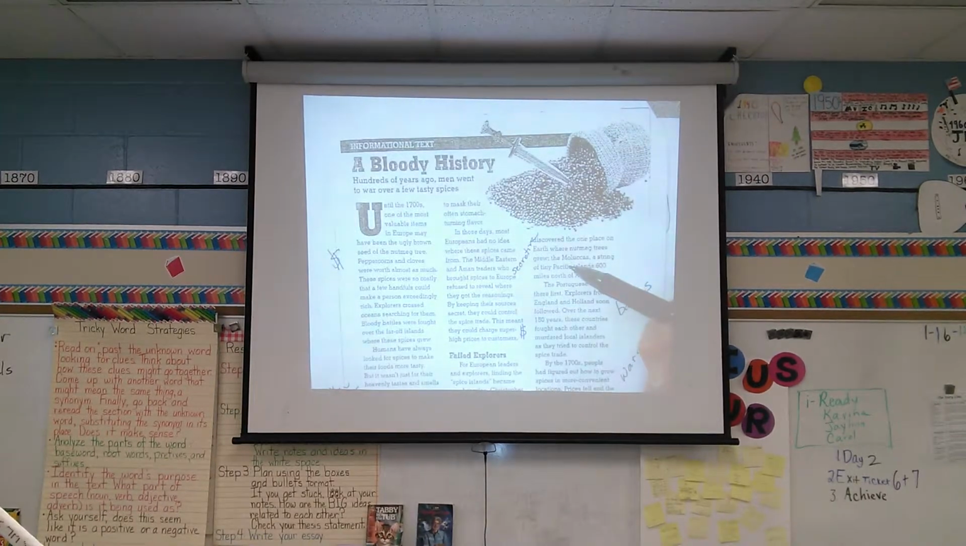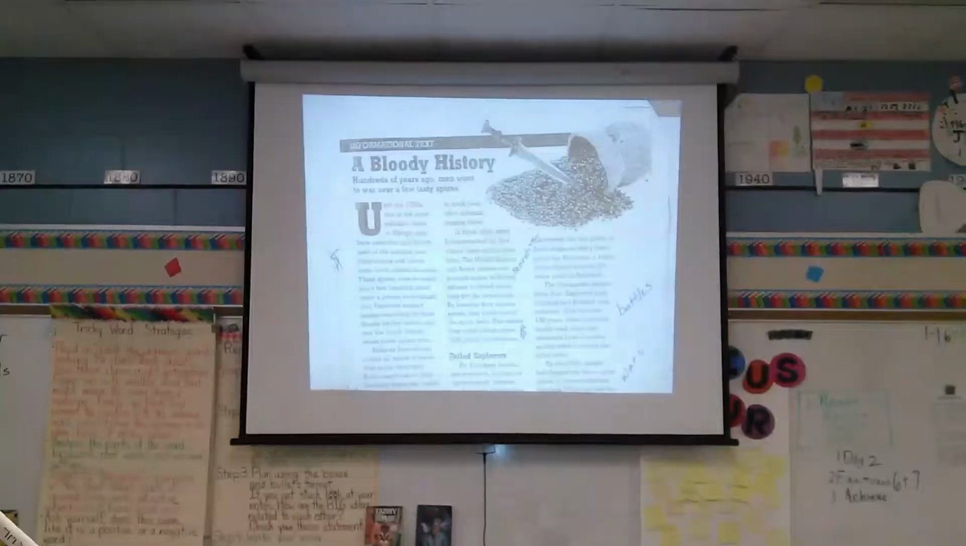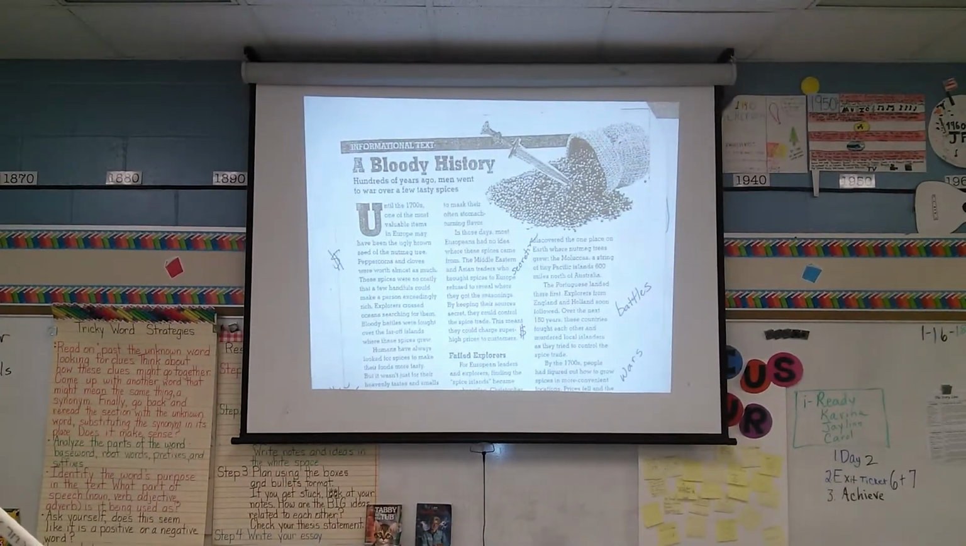Over here it says, until the 1700s, one of the most valuable items in Europe may have been the ugly brown seed of the nutmeg tree. Peppercorns and cloves were worth almost as much. These spices were so costly that a few handfuls could make a person exceedingly rich. So again, both articles talk about the money aspect and how valuable spices or adding flavor to food was during that time or is during our time.